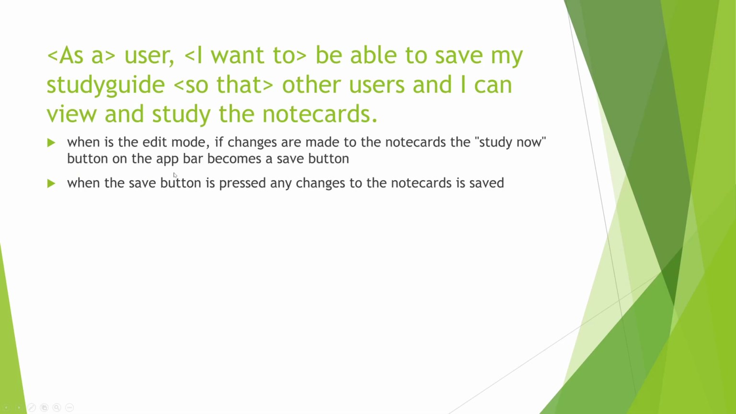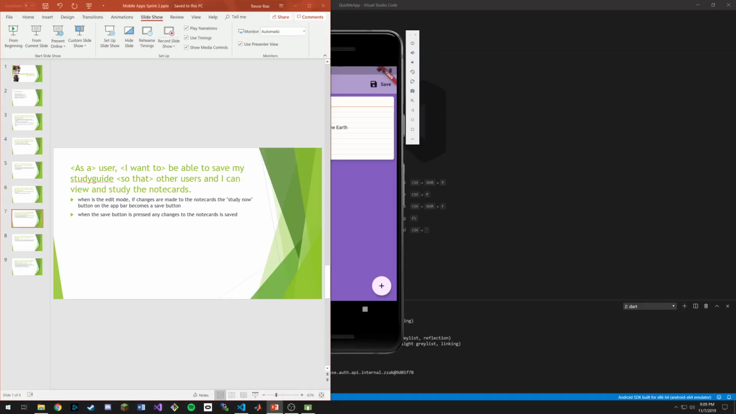As a user, I want to be able to save the study guide so that other users and I can view this and study the note cards. When in the edit mode, if changes are made to the note cards, the Study Now button on the app bar becomes a save button. When the save button is pressed, any changes to the note cards are saved.